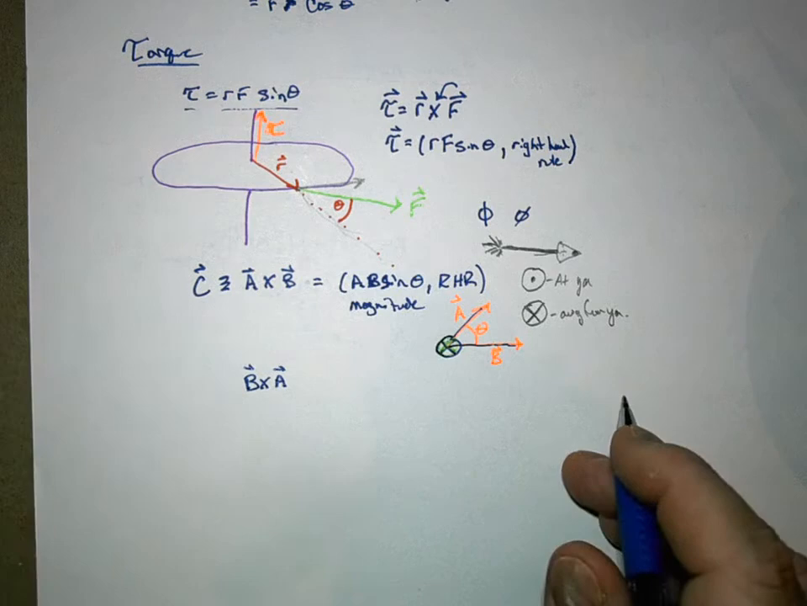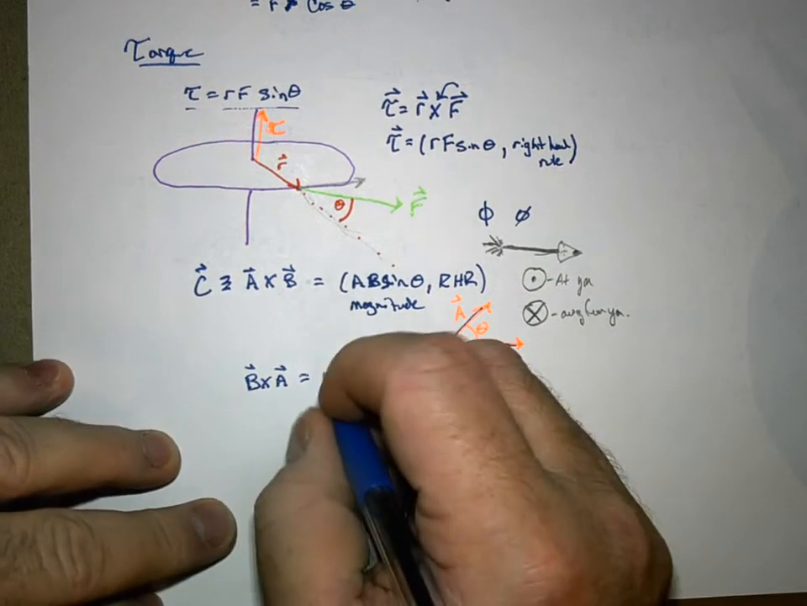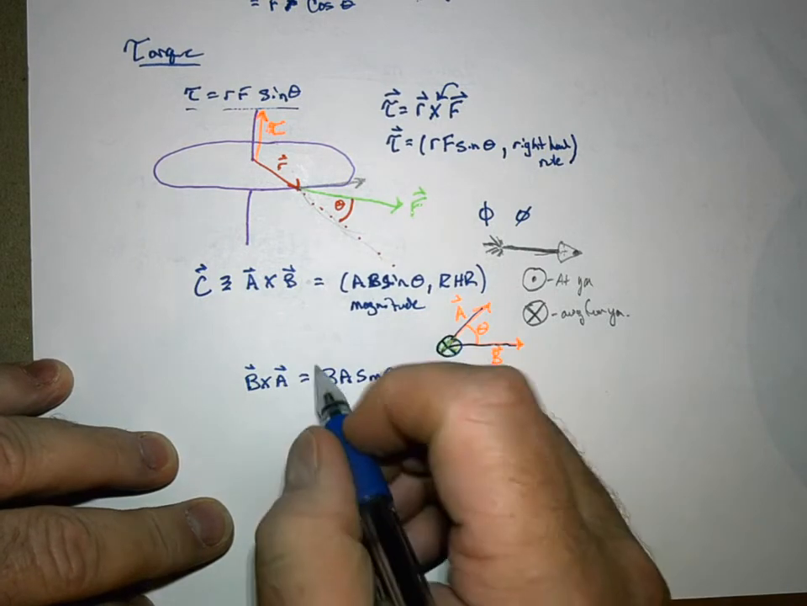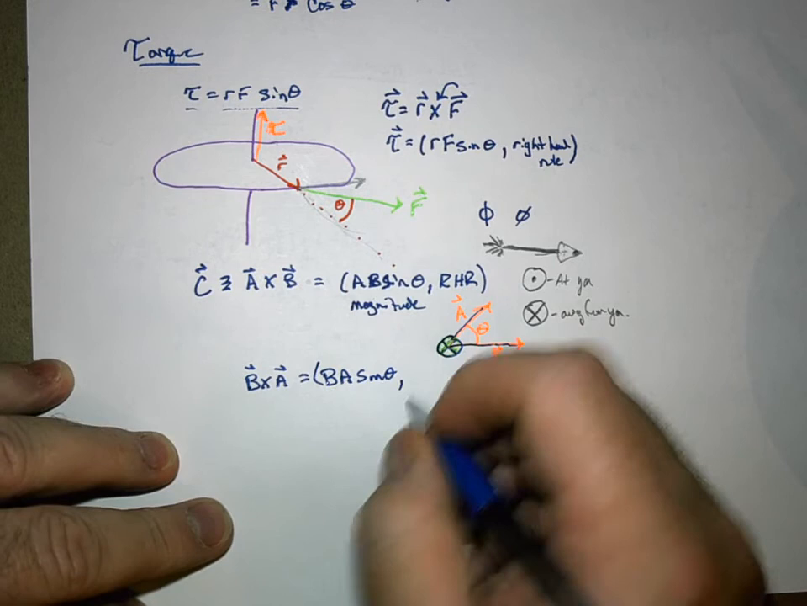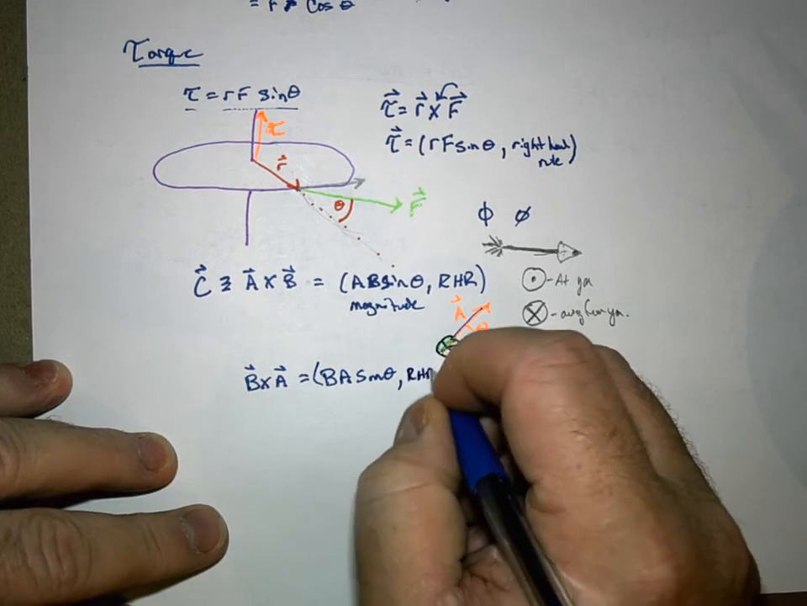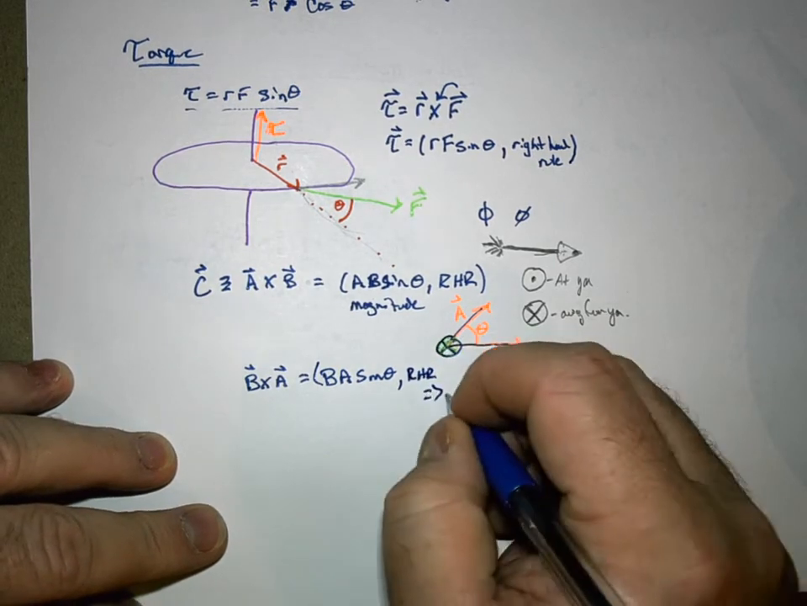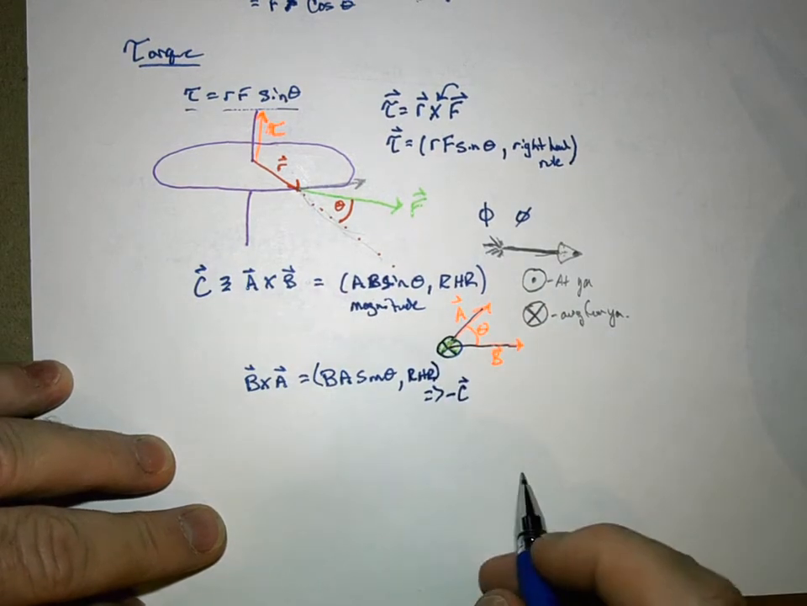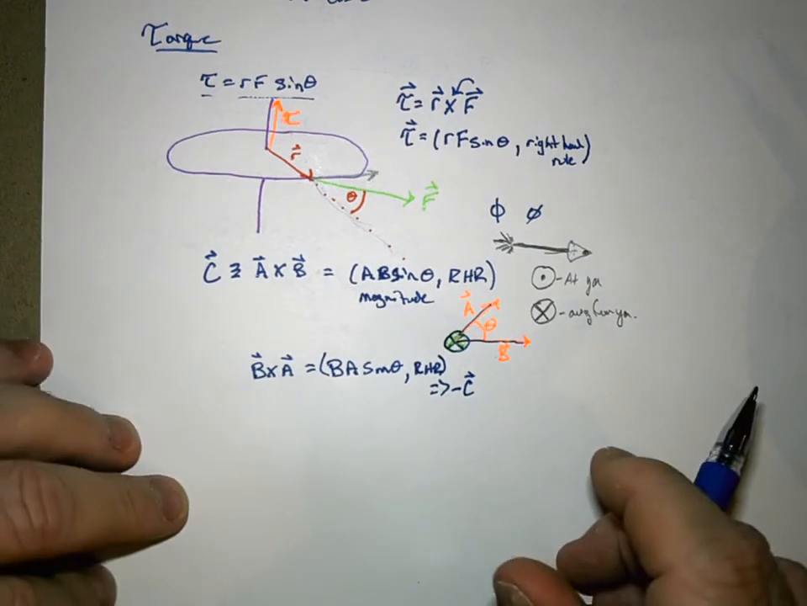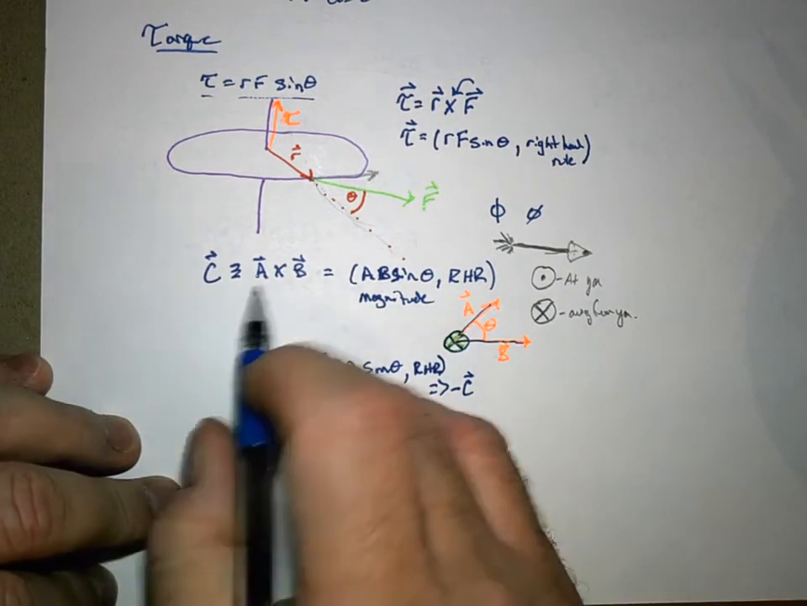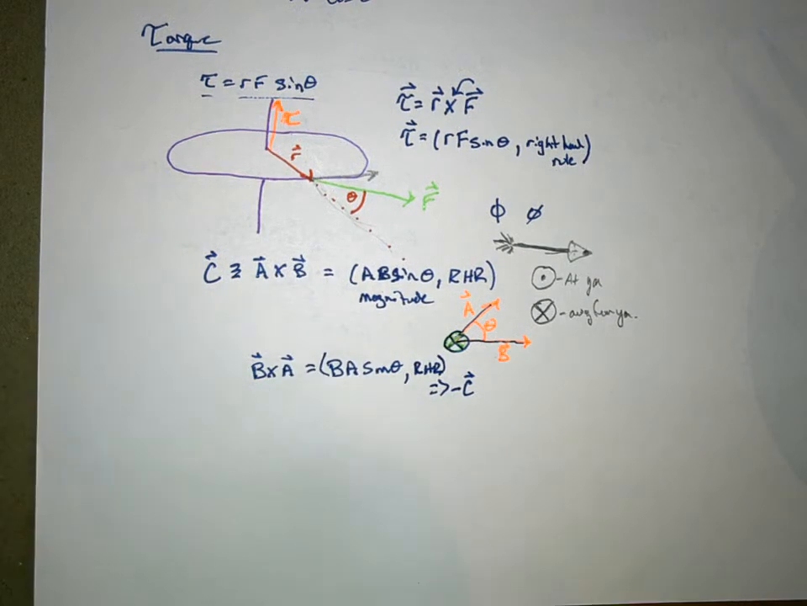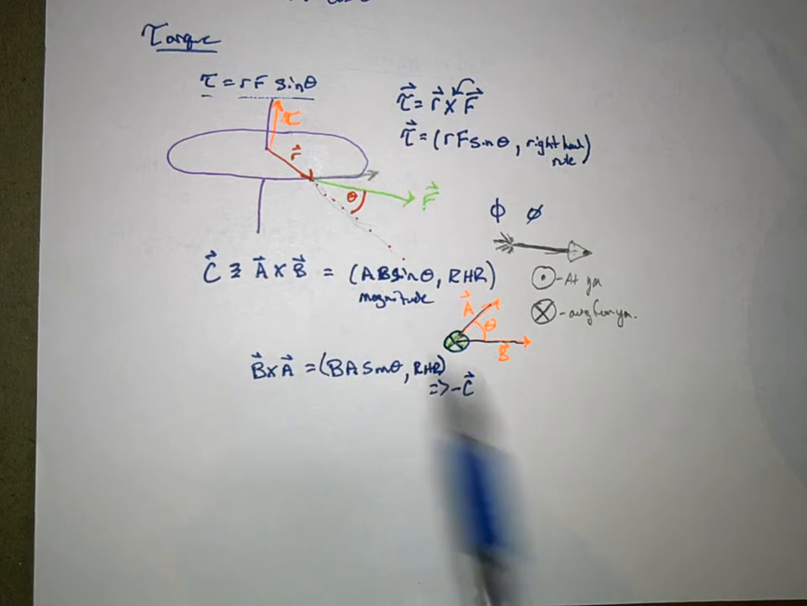Well, B cross A is going to equal B times A sine theta, so the magnitude stays the same. However, we're going to use the right-hand rule again, but that's going to lead to something in the negative C direction. So if we reverse the order of two vectors, where if C is defined as A cross B, then B cross A is going to equal negative C, and this is how we define our two cross products.